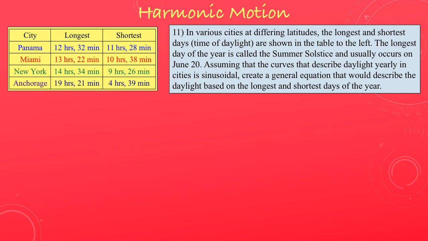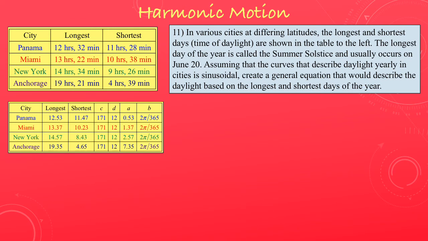And we see in our table 4 cities, Panama, Miami, New York, and Anchorage, and these cities are in order from the distance from the equator. We first convert the hours and minutes to decimal hours. You can do this on the calculator using the second angle menu. Next, we want C, D, A, and B for all cities.